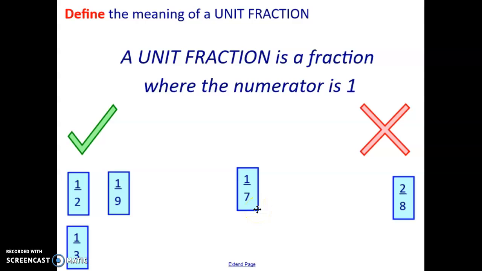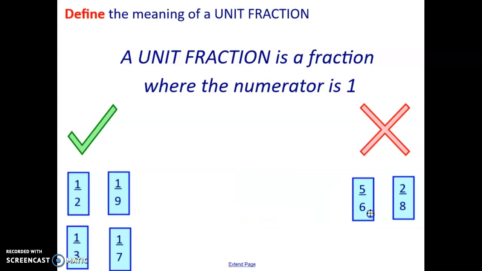1/7 is my next fraction. Is that a unit fraction? Yes, because the number at the top is 1. My last fraction is 5/6. Is that a unit fraction? No, that is not a unit fraction because the numerator is 5. So all of these on the left are unit fractions because the numerator, the number on the top, is 1.